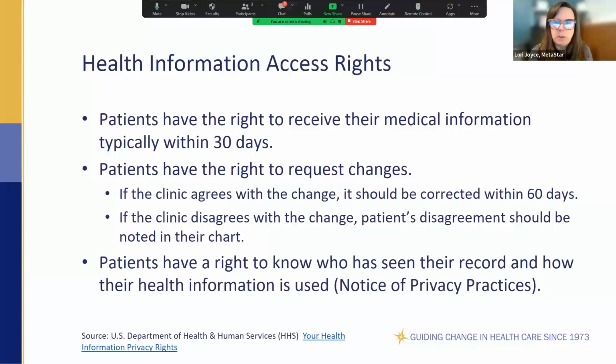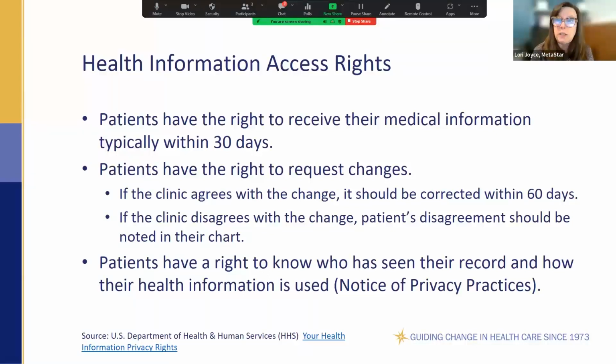So just to review a few other points regarding health information access rights for patients: patients do typically have the right to receive their medical information, typically within 30 days. Patients also do have the right to request changes to their record.